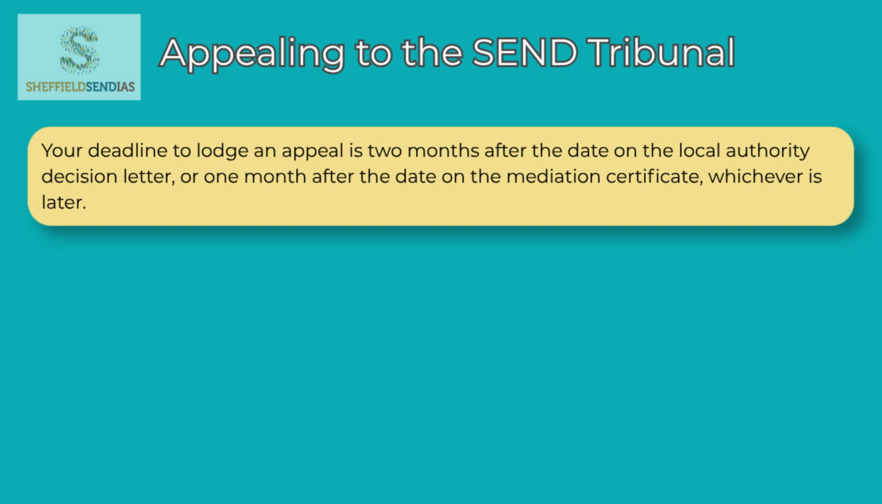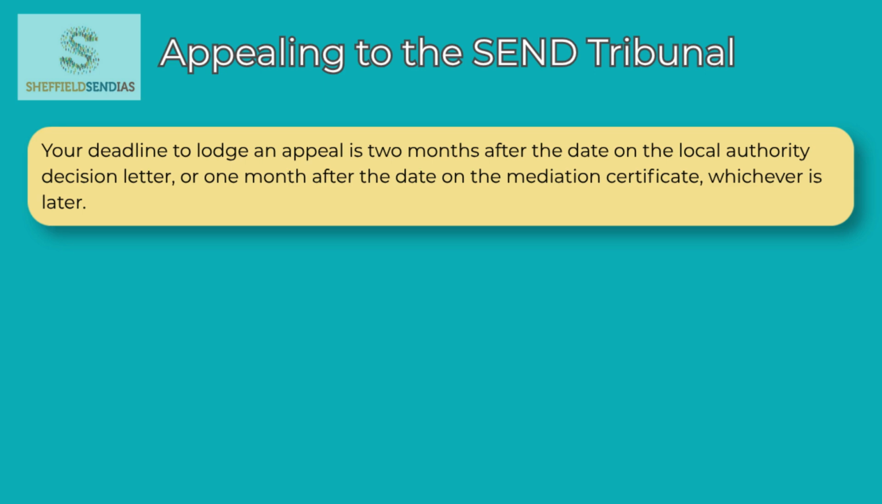Your deadline to lodge an appeal is 2 months after the date on the local authority decision letter or 1 month after the date on the mediation certificate, whichever is later. You can lodge a late appeal, but a judge has to consider if your appeal should be registered, which can add further delays.